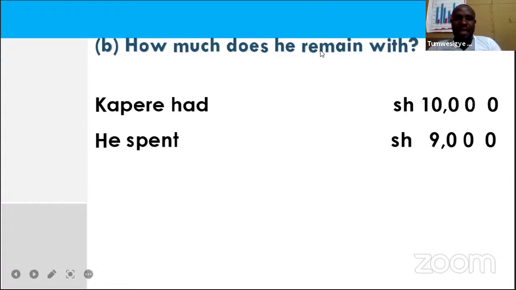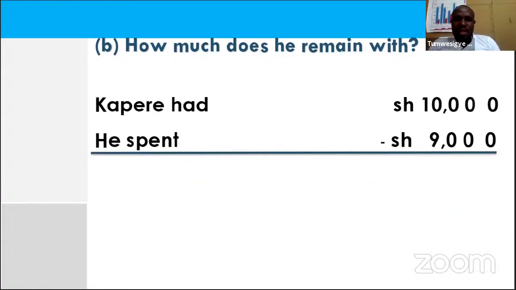We have been adding, but now here we have to subtract, because we have to take away to know how much he remained with. I put my subtraction sign. I've told you, don't forget to underline. Now we are going to subtract together, class. 0 minus 0, of course, the answer is 0.